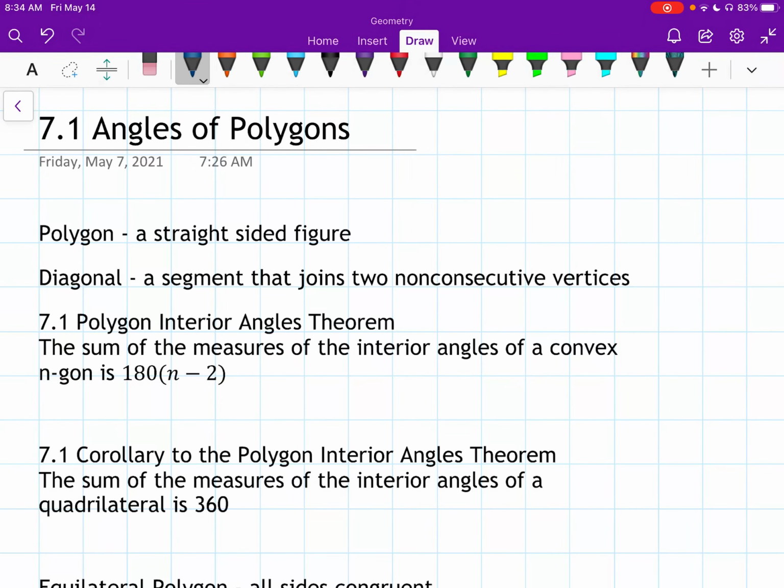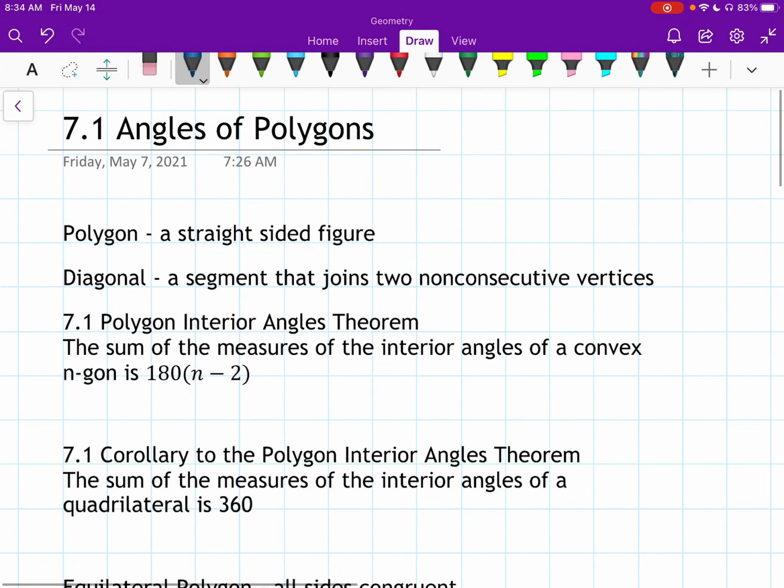Alrighty, 7.1 Angles of Polygons. Now we're going to have a ton of writing in here, so you might have to pause it sometimes so that you can catch up.